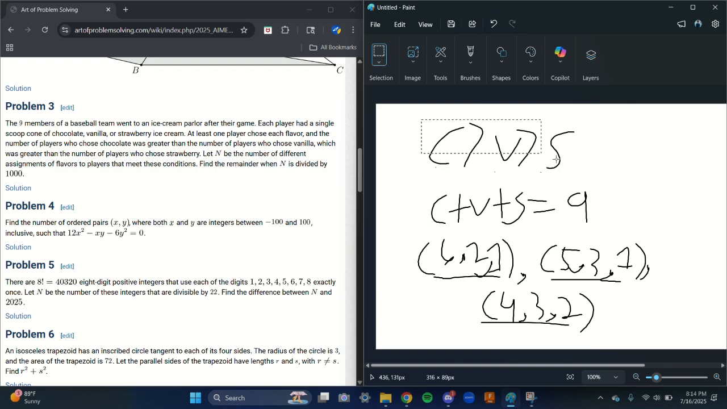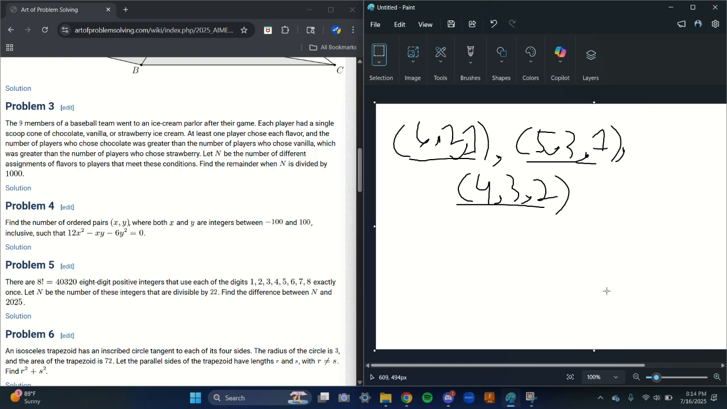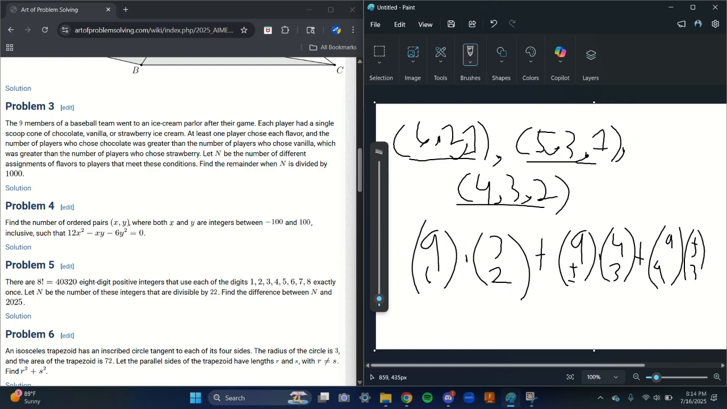So let me first delete this part. Okay, so for the first triplet, 6, 2, 1, we can have 9 choose 6, and then we have 3 players left. So we'll choose 2 of them for vanilla, and then we have 1 player left for strawberry. So that's the number of ways for 6, 2, 1. And then for 5, 3, 1, we can do 9 choose 5, times 4 choose 3. And then for the last triplet, we can do 9 choose 4, times 5 choose 3, times 2 choose 2, which is just 1.